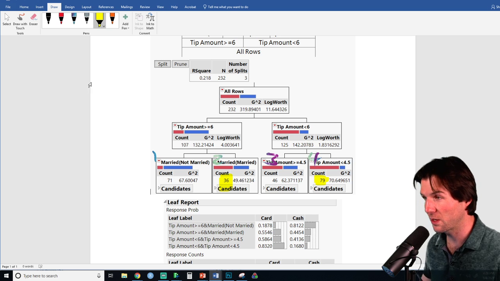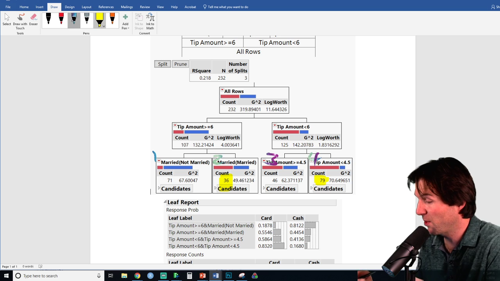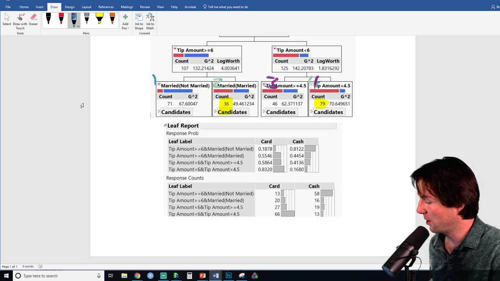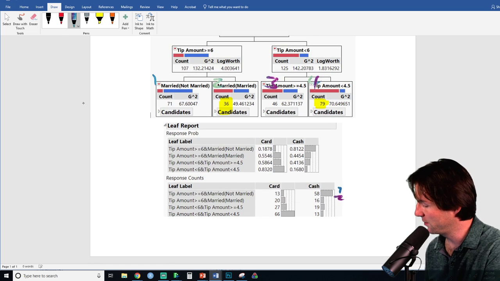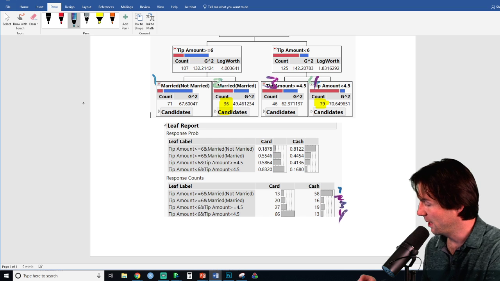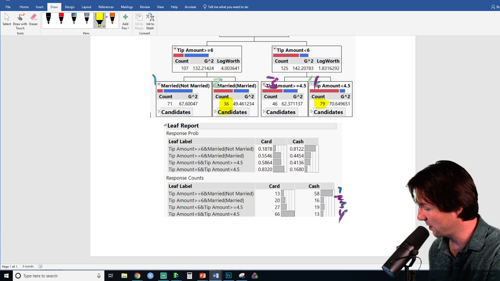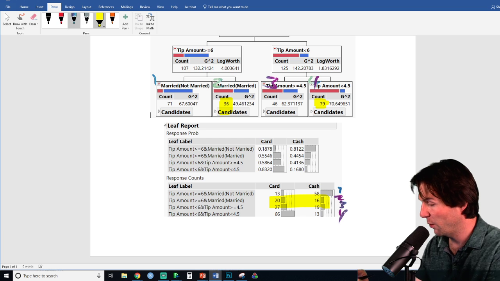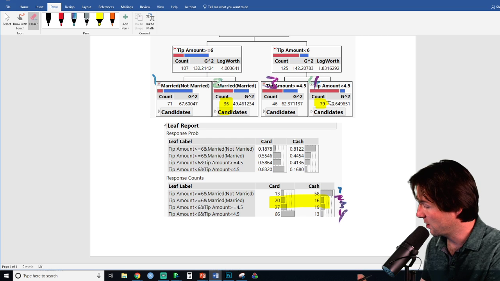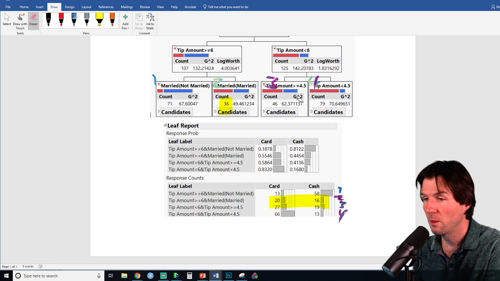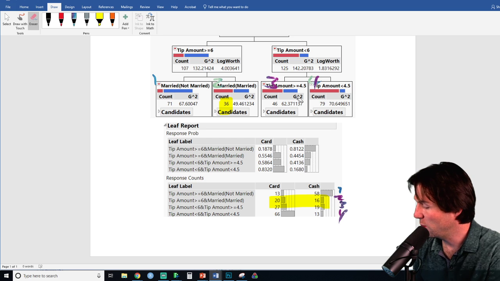If you notice how I do 1, 2, 3, 4? Well, the same thing down here could be done. We go down here to the bottom and we go leaf 1, leaf 2, leaf 3, leaf 4. And remember, leaf 2 had the least amount of data? Well, for those, let's look at these 36 people right here. For those 36 people, 20 of them use card and 16 of them use cash.